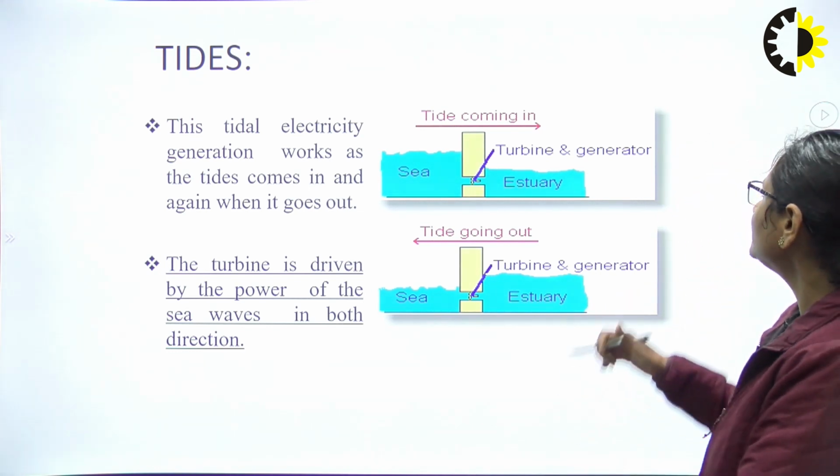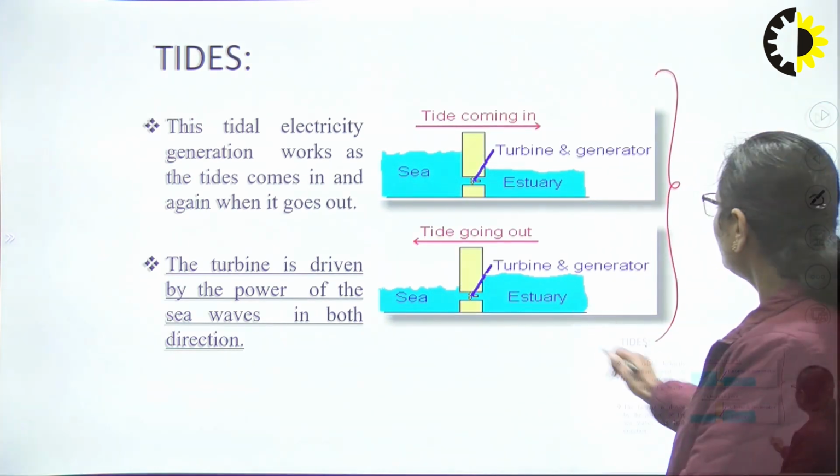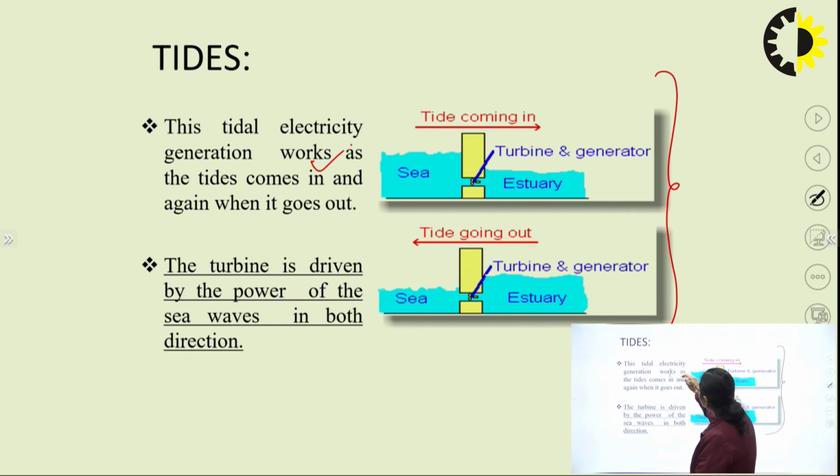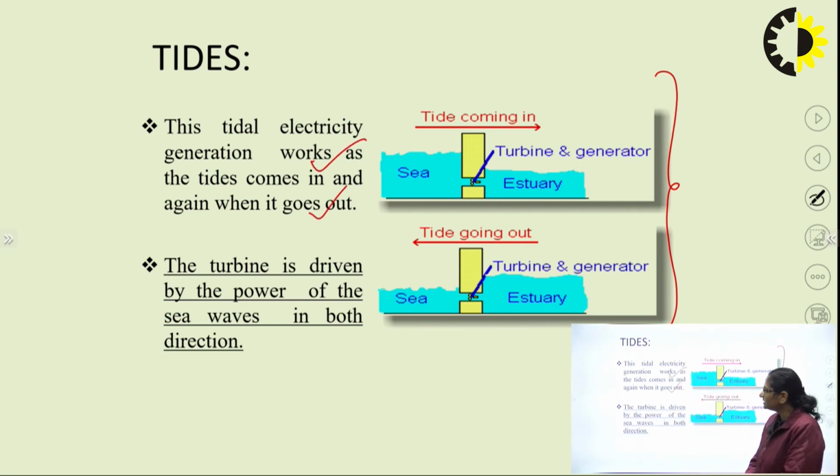So, let us go through the details of the tidal power plant. The generation of electricity is dependent upon the tides. Tidal electricity generation works as the tide comes in and again when it goes out. If we have a bidirectional turbine, we can harness the energy in both cases, that is during the high tide as well as during the low tide. The turbine is driven by the power of the sea waves in both directions.